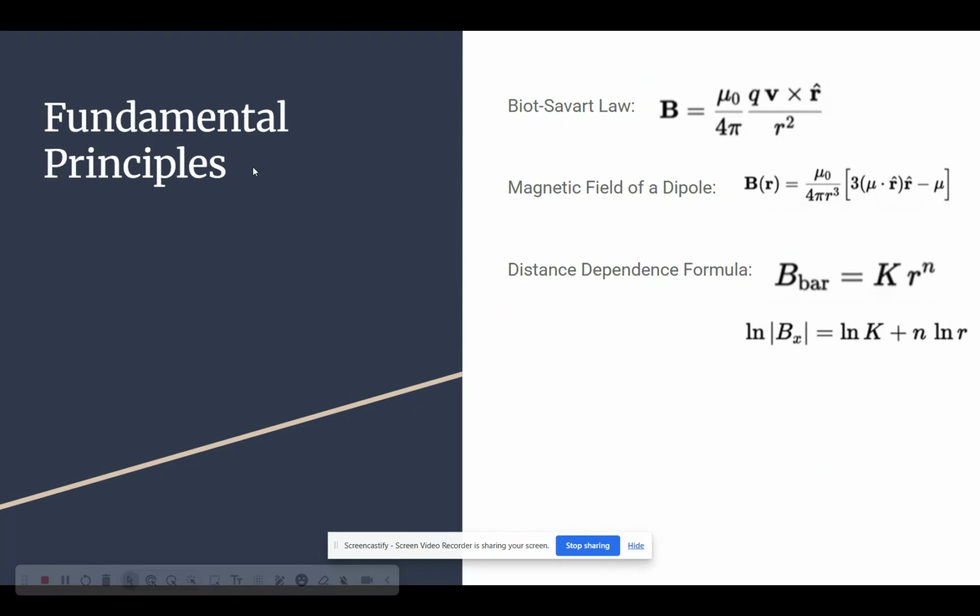So some fundamental principles in this lab were the Biot-Savart law, where this gives the magnetic field, of like a normal, in a sense of like a point charge magnet. And then over here we get the magnetic field of a dipole, where that's given over here. And then we also use a distance dependence formula, which is here, and the linearized form is given here.